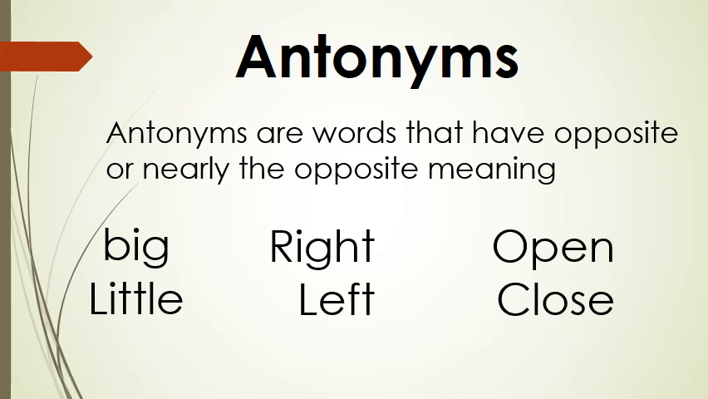If I give you big and I tell you, give me the antonym of big, it is what? Little or small. What if I give you right and I want you to tell me the antonym of right? You are going to tell me left. So this is what we mean by antonyms. Antonyms are words that have the opposite or nearly the opposite meaning, okay? That means words that give us the opposite of each other.